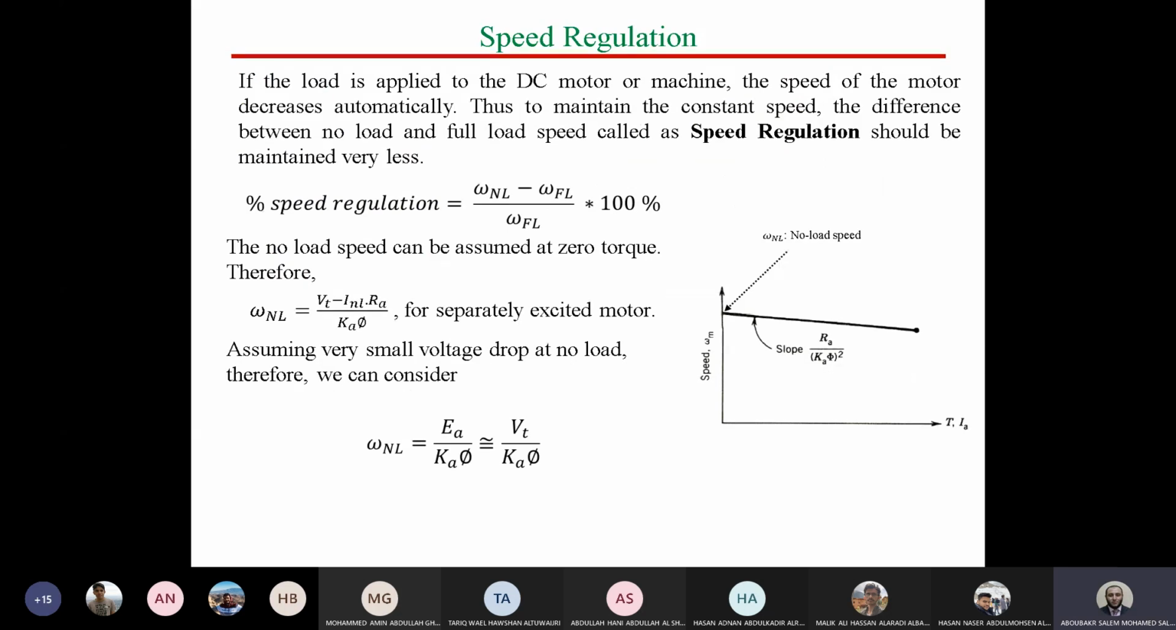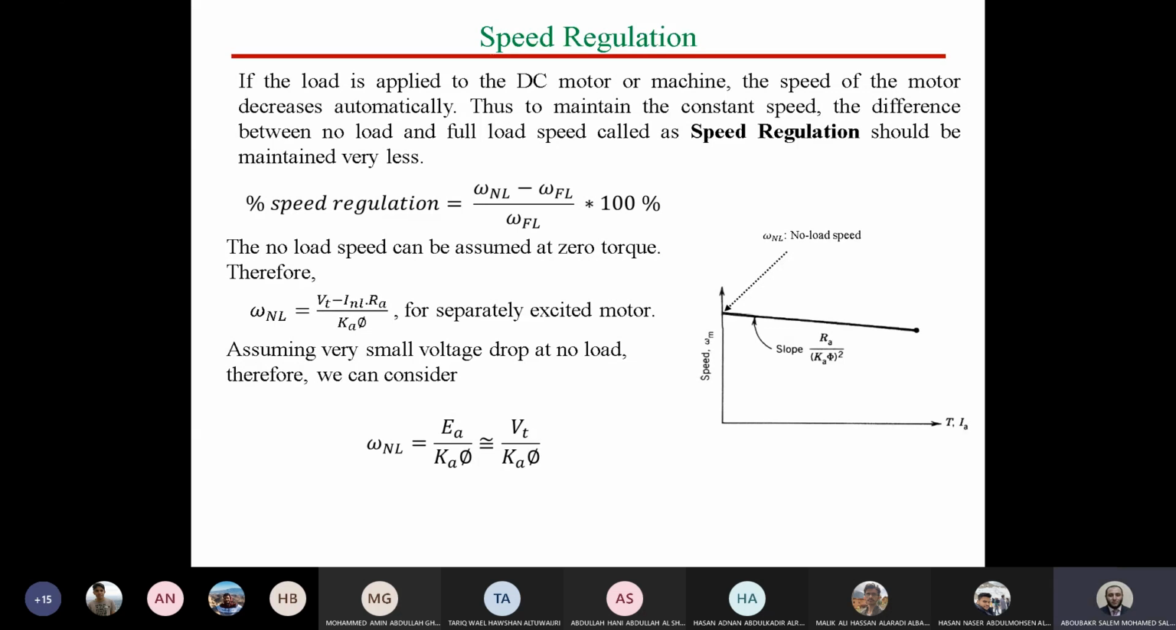Now there is a definition called speed regulation. Just a review: if a load is applied to a DC motor or machine, the speed of the motor decreases automatically. Thus, to maintain a constant speed, the difference between no load and full load speed, called speed regulation, should be kept very small. So if you can design your motor to have small speed regulation, this will be very helpful.